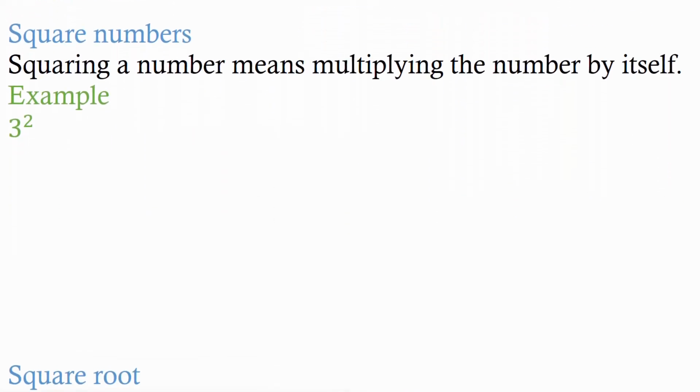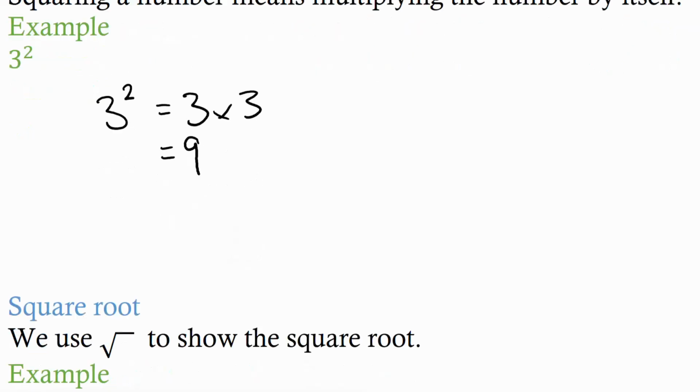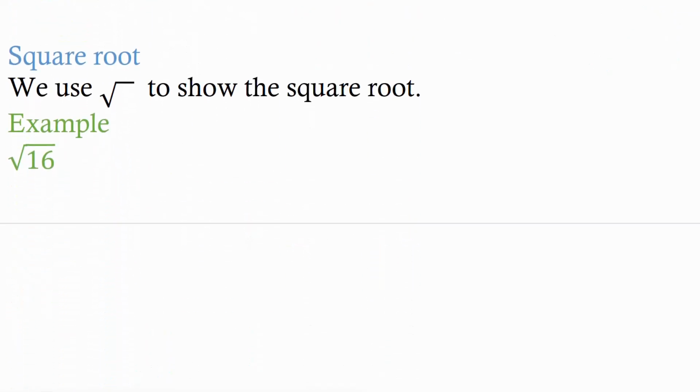The next thing we want to look at is what we call square numbers. So when you square a number, all this means is you're multiplying the number by itself. So 3 to the power of 2, or 3 squared, is just 3 times 3, so 9. Now square rooting is the opposite, and we use that kind of, looks almost like a Nike tick symbol there, to show a square root.